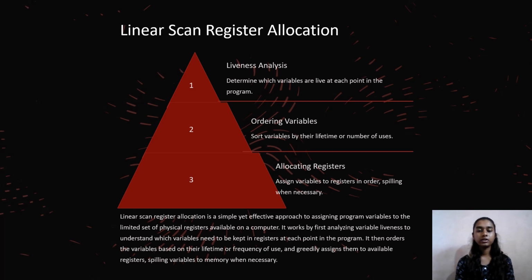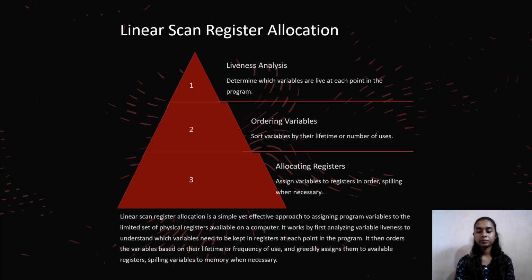Linear scan register allocation is a simple yet effective approach to assigning program variables to the limited set of physical registers available on a computer. It works by first analyzing variable liveness to understand which variables need to be kept in registers at each point in a program. It then orders the variables based on their lifetime or frequency of use and greedily assigns them to available registers, spilling variables to memory when necessary.